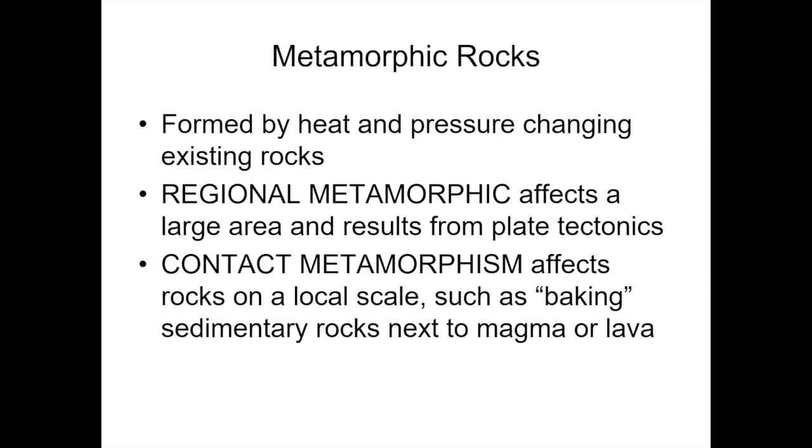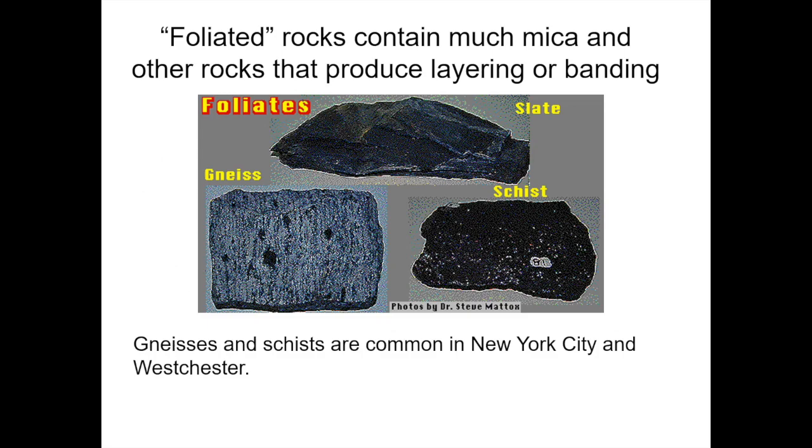Can you imagine the heat and the pressure that would be occurring from the grinding of continents against each other? Second type would be your contact metamorphism, and that's going to be contact next to a magma chamber, erupting lava. The heat then bakes the rock with the pressure and changes its chemical and physical nature. So let's take a look at some different types of metamorphic rock.